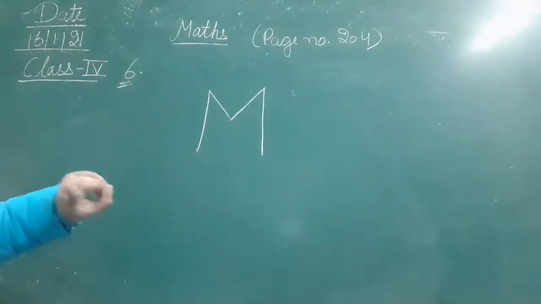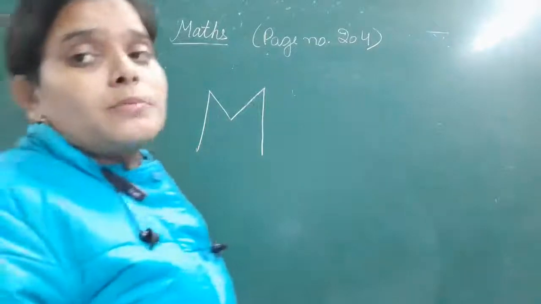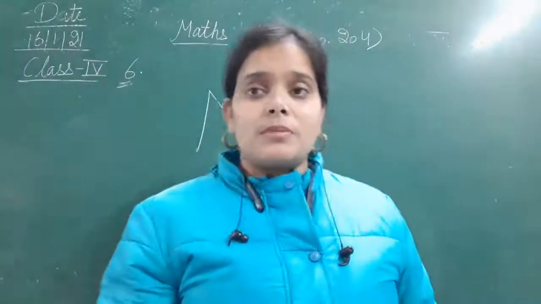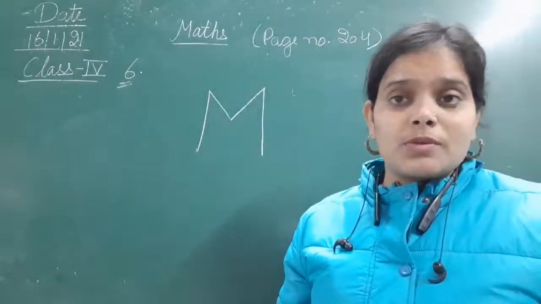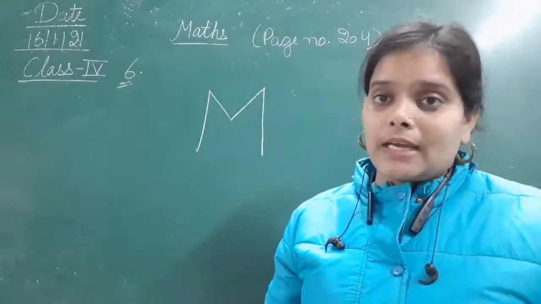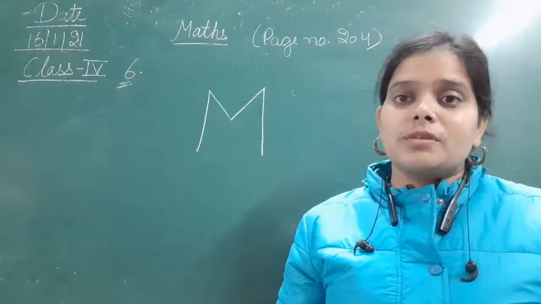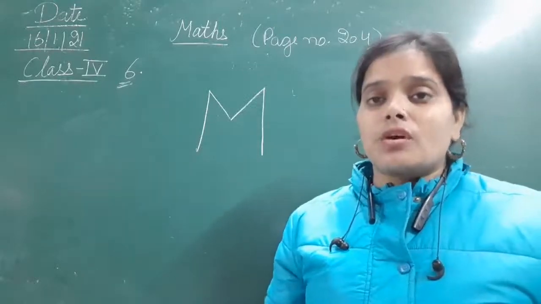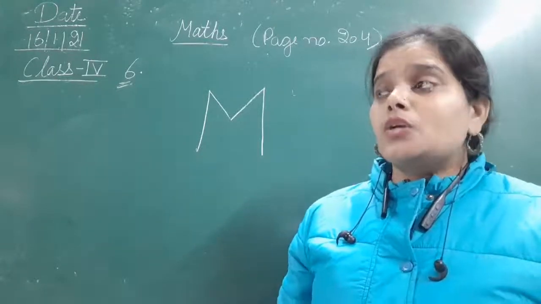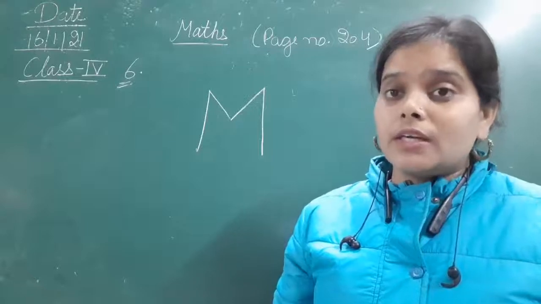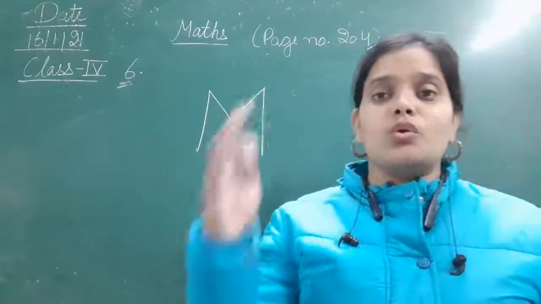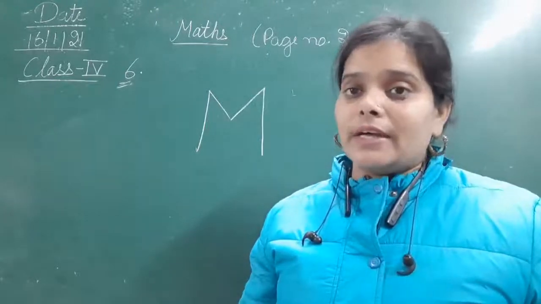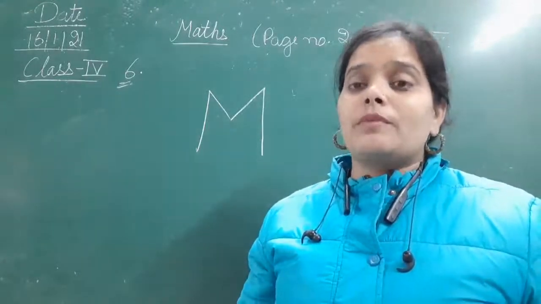So first thing is, what is line of symmetry? सबसे पहली चीज़ क्या है? What is line of symmetry? Line of symmetry is also known as mirror line, or you can say line of symmetry is a line that is drawn to divide the figure into two equal parts. Okay, so line of symmetry क्या करती है? वो एक figure को दो equal parts में divide कर देता है, two equal parts with the mirror image.